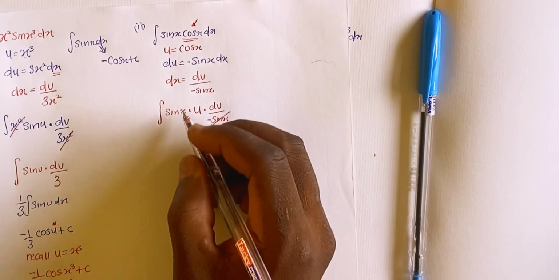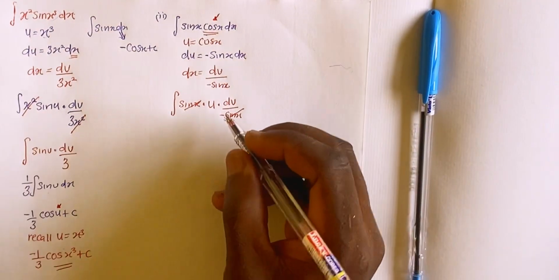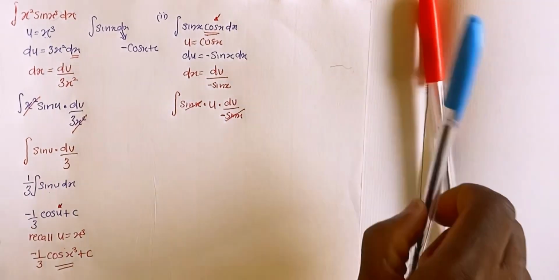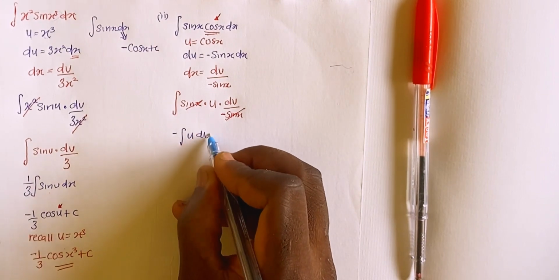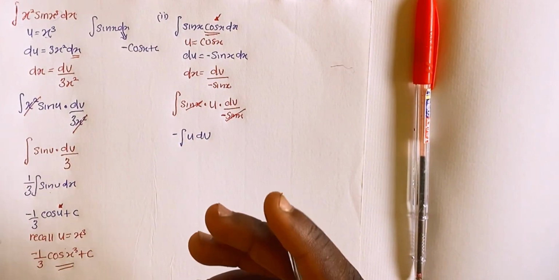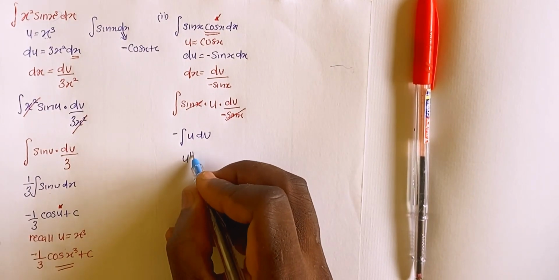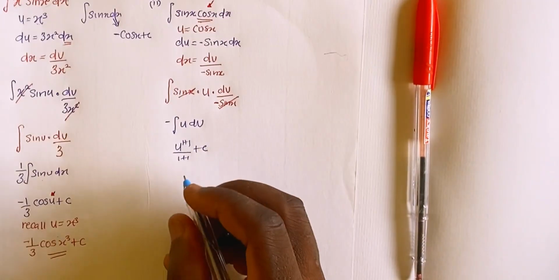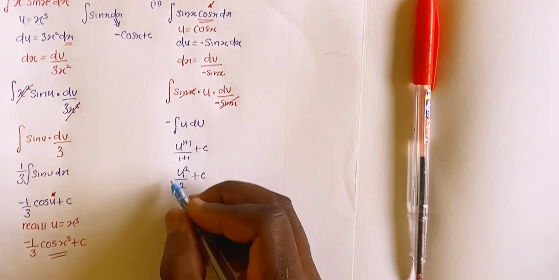So in this case, my sine x will cancel this, right? So the thing is that my negative sign is actually a constant. Then I can just bring it out. I'm going to have minus integral of u du, right? And whenever I integrate u, I'm going to have u raised to power 1 plus 1, divided by 1 plus 1, plus c, right? So here I'm going to have u squared over 2 plus c. But don't forget the negative sign, you put it there, right?